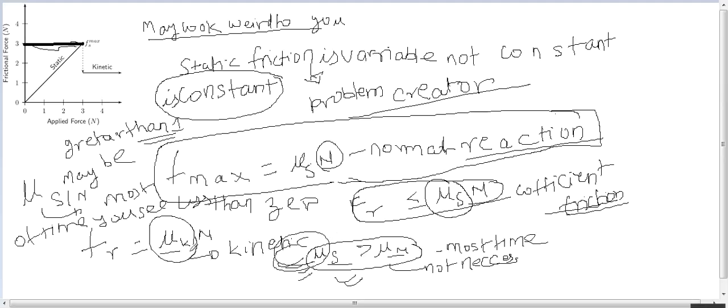And again, one of the most important things is that F maximum is equal to mu_s N, and friction force is always less than or equal to that. This is another important equation.